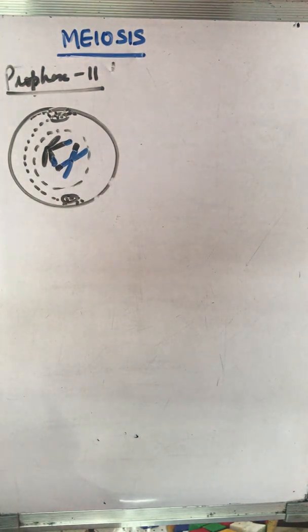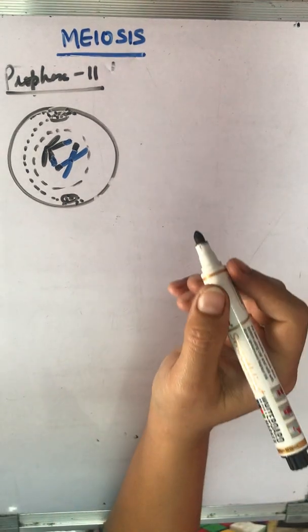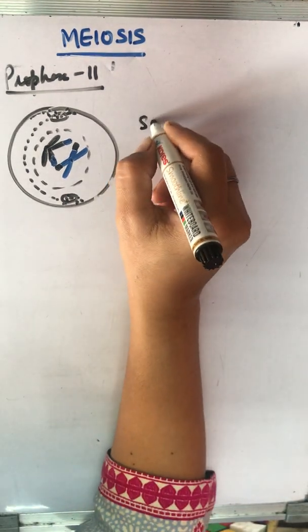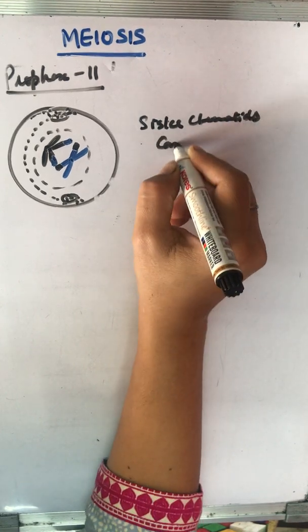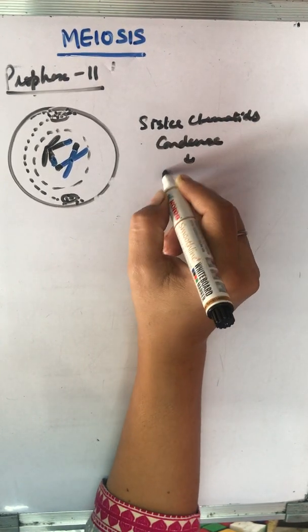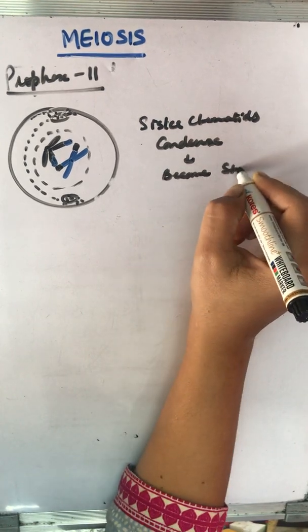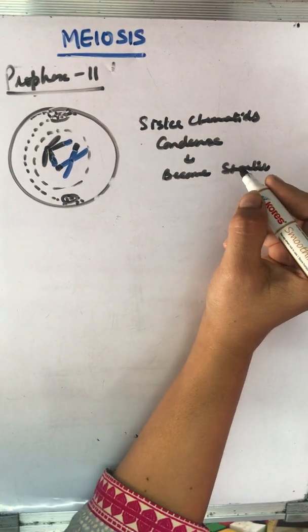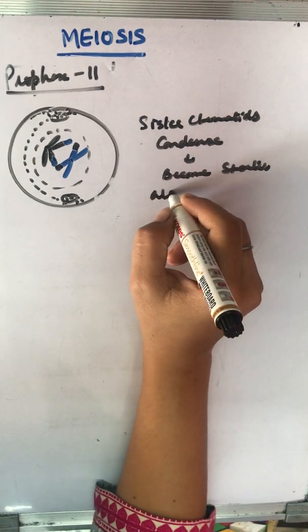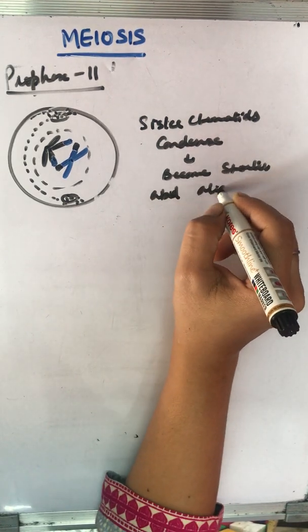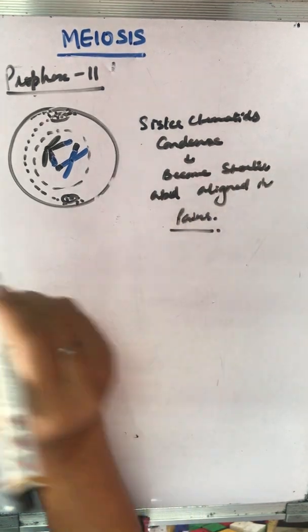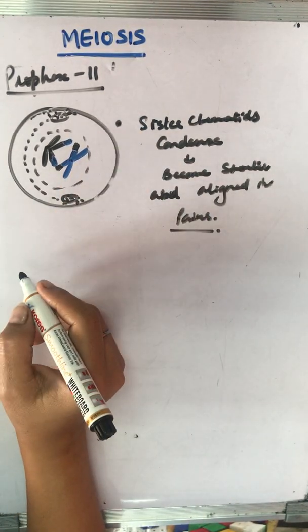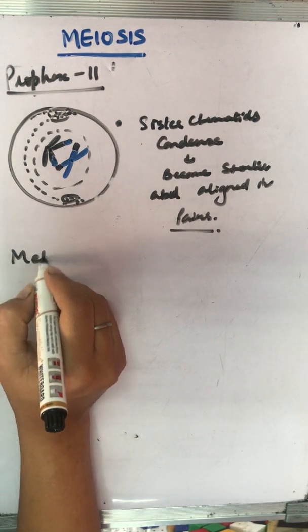So what are the key events? The sister chromatids of each chromosome start condensing and become shorter. Means sister chromatids condense, become shorter and aligned. And aligned in pairs. Okay? Then moving to Metaphase 2.